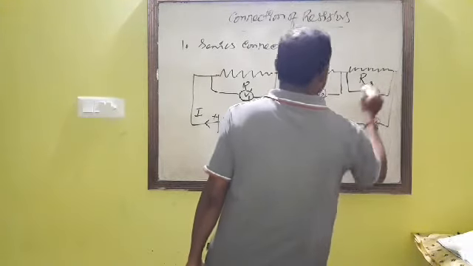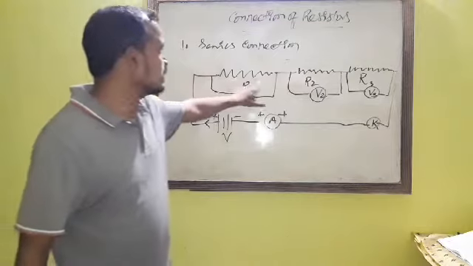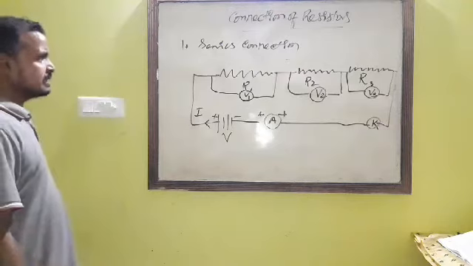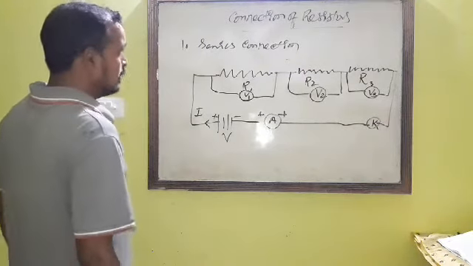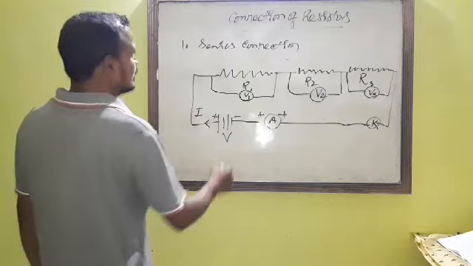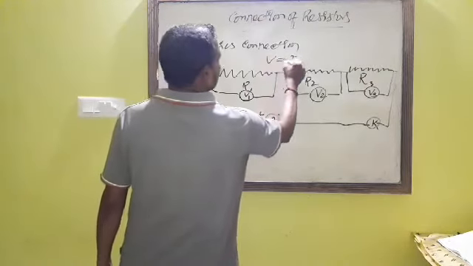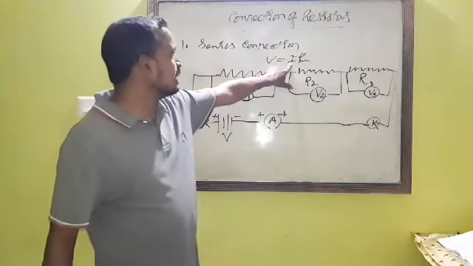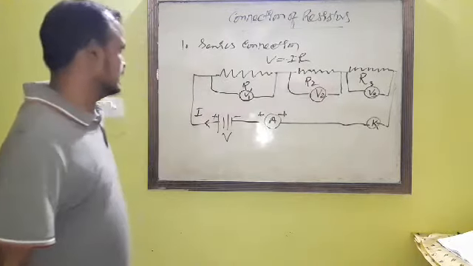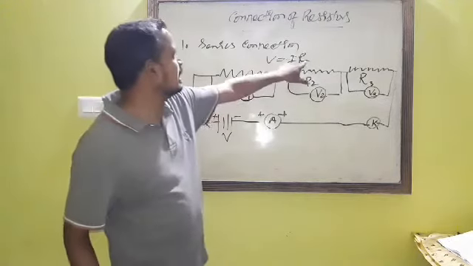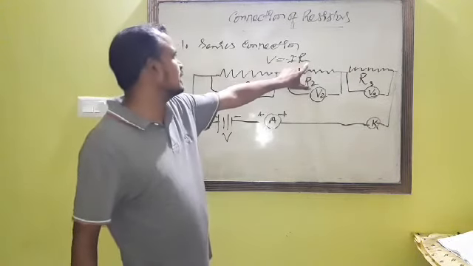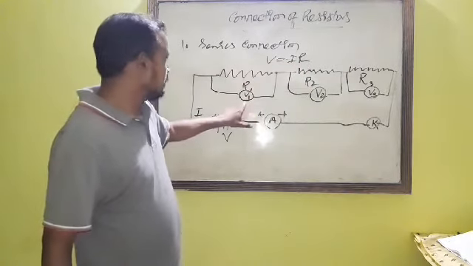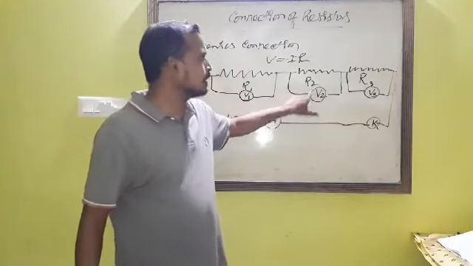Because this is one resistor, this is another resistor, and this is another resistor. Being different in resistance, they will draw different voltages, because according to Ohm's law, V equal to IR. I is the same for the three resistors. So when the resistance increases, automatically the voltage drop will increase. So V1 is not equal to V2, and V2 is not equal to V3.